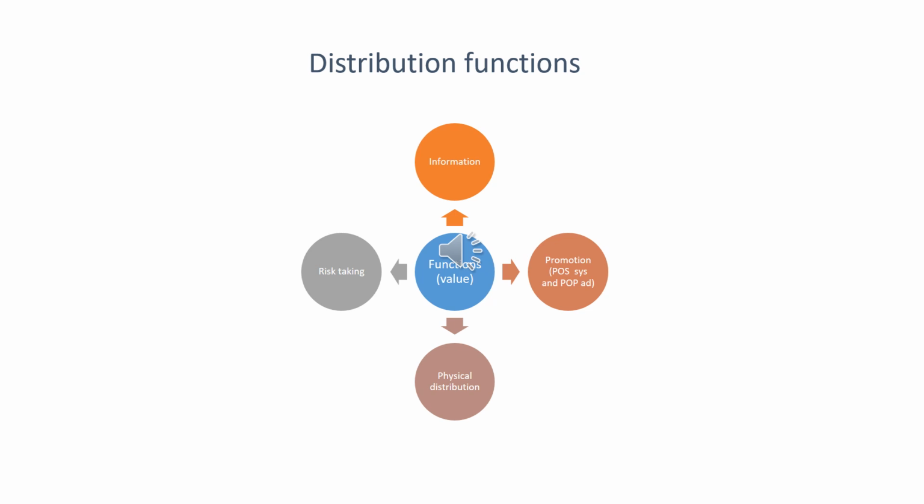Next is risk-taking. What we mean by risk-taking is that by accepting to sell the company's product, distributors are sharing the risk, especially when the product is a new product which is not known, and it's like the companies and distributors are both taking the financial risk in selling this product.